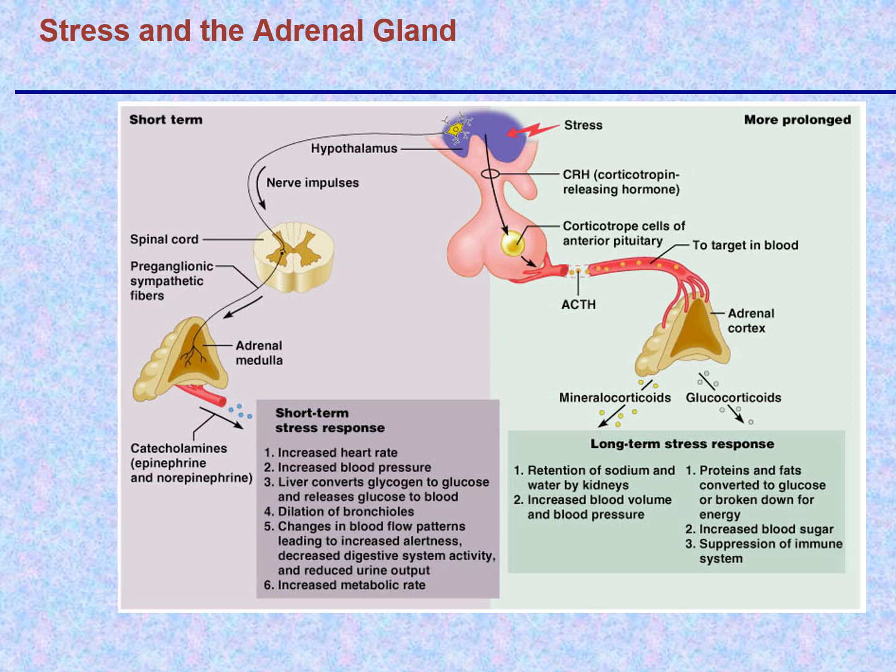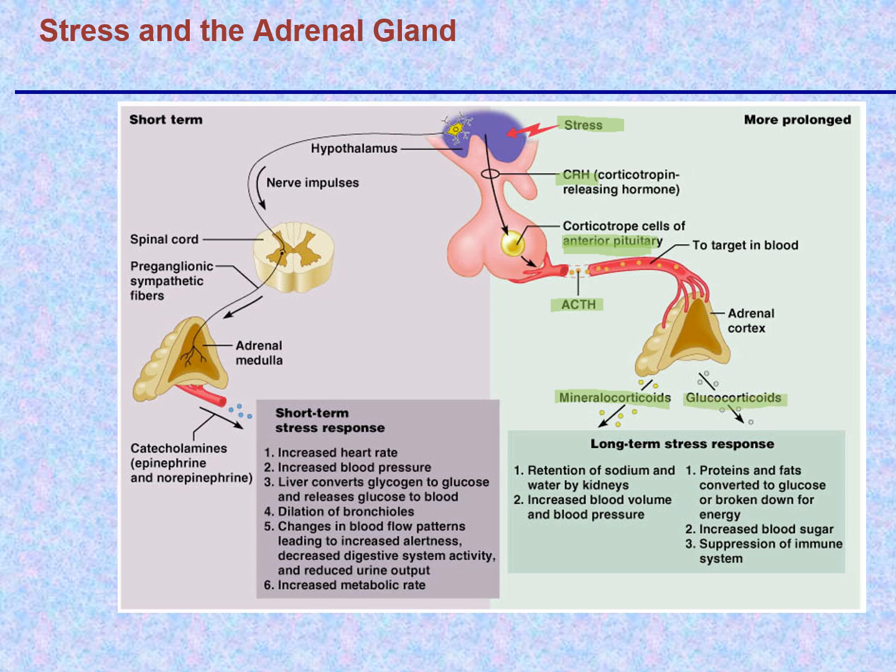Okay, let's talk a little bit about stress and the adrenal gland. The stimulus of stress, and it can be all kinds of things that can cause an increase in stress, leads to release from the hypothalamus of corticotropin releasing hormone, CRH. And of course, CRH will act on the anterior lobe of the pituitary to trigger ACTH release. So ACTH goes into the blood plasma from the anterior lobe of the pituitary and will target the adrenal cortex to release both mineralocorticoids and glucocorticoids.